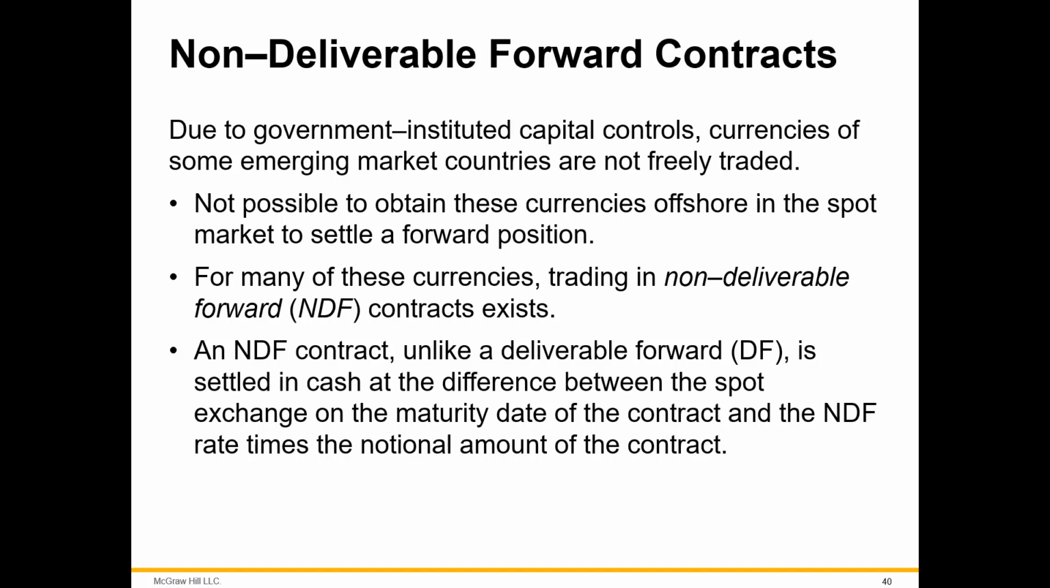Okay, another important aspect of forwards is non-deliverable forwards. These are for when I've got a currency that has capital controls on it. The most common example would be the renminbi. If I want to accept delivery of renminbi 6 months in the future, that's not a transaction I'm allowed to do. So a way to effectively enable risk management without actually transacting the currency is to do a non-deliverable forward, where the change in the currency price is settled via cash.